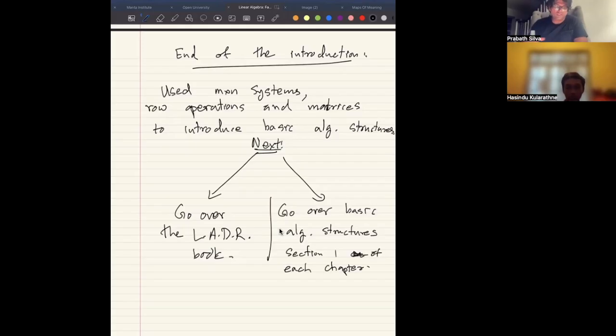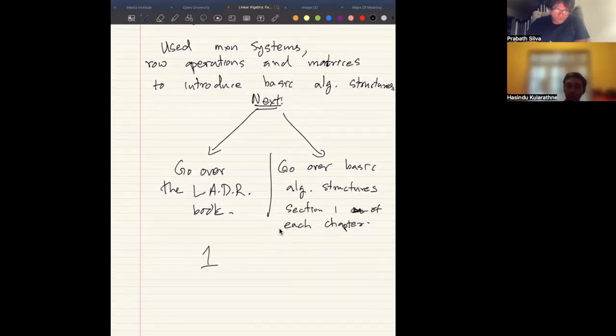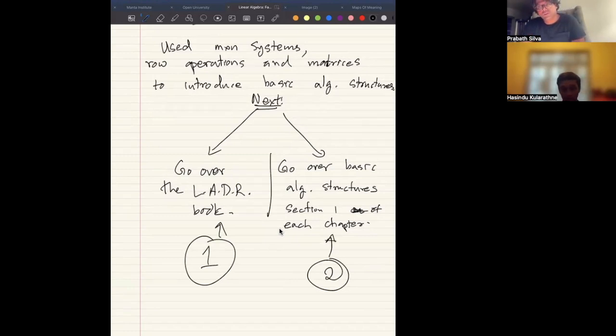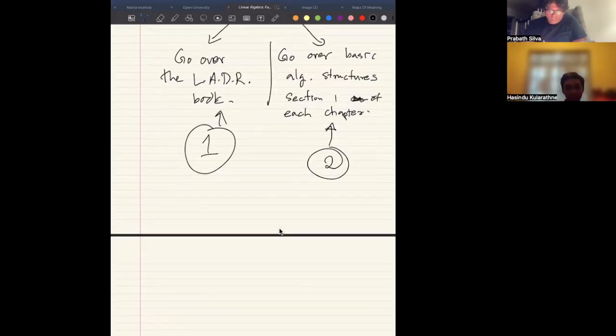You do that, and then you come to the Linear Algebra Done Right book. So what do you want to do? 1 or 2? I think the second option is better? Yes. Okay, let's do the second one. I like that one too.